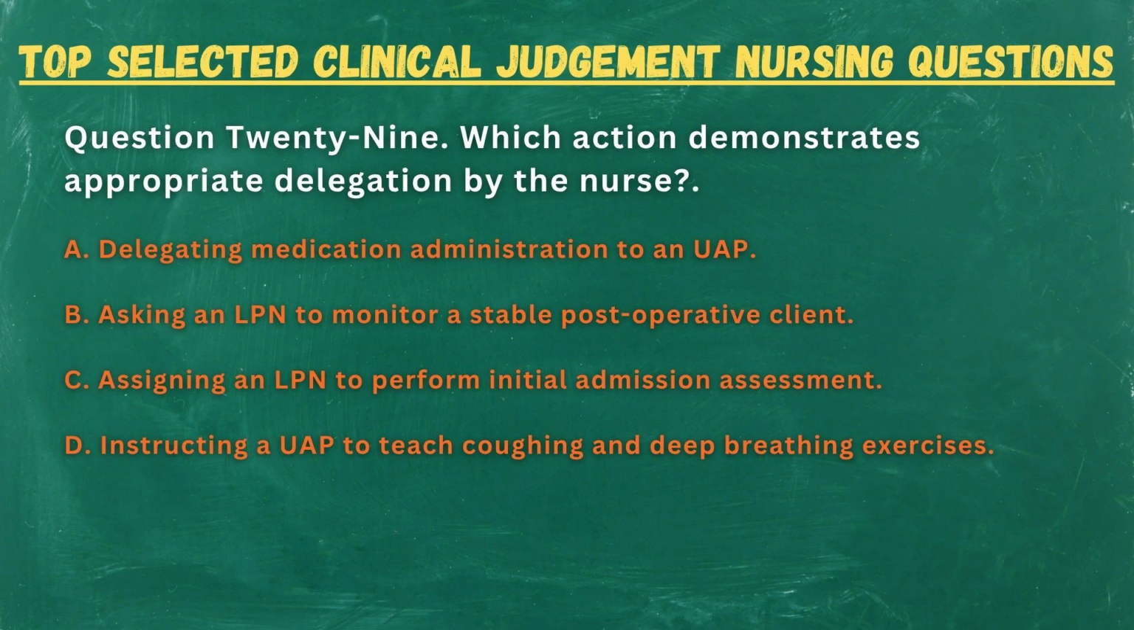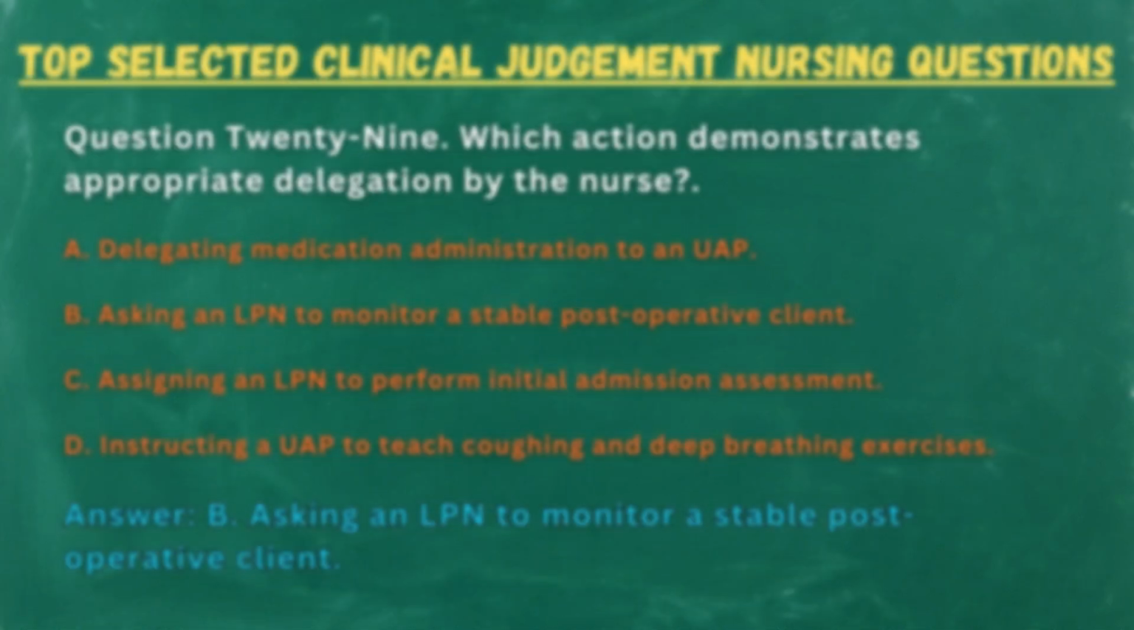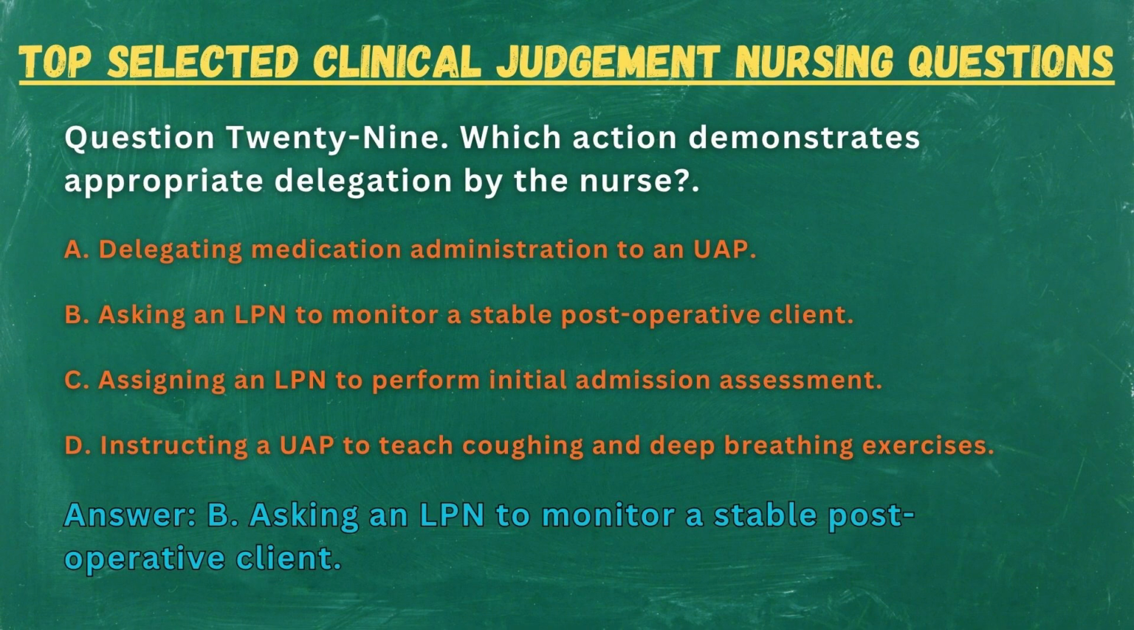Question 29. Which action demonstrates appropriate delegation by the nurse? A. Delegating medication administration to an UAP. B. Asking an LPN to monitor a stable post-operative client. C. Assigning an LPN to perform initial admission assessment. D. Instructing a UAP to teach coughing and deep breathing exercises. Answer: B. Asking an LPN to monitor a stable post-operative client.